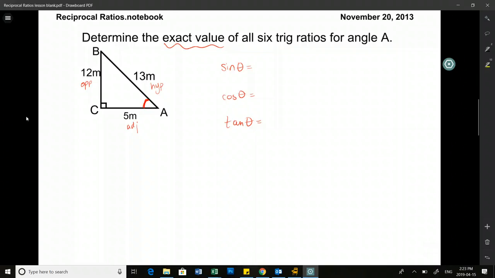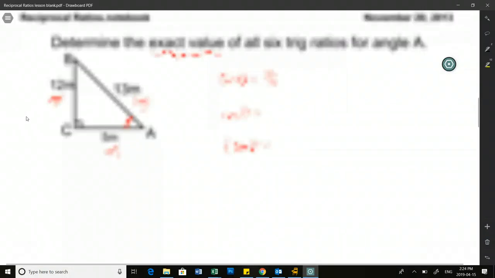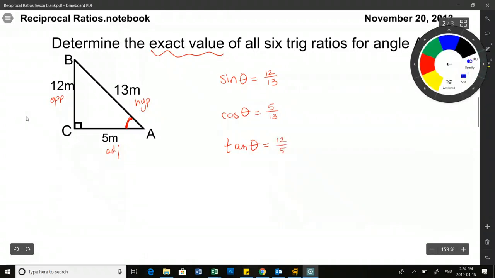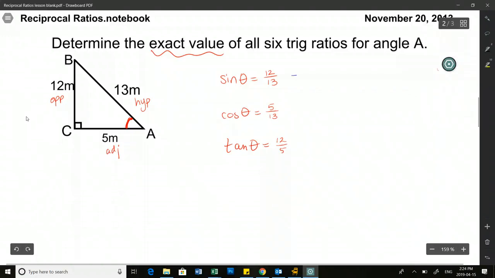So we know that sine is opposite over hypotenuse. So in this case, we'll leave it as 12 over 13. And then cosine is adjacent over hypotenuse, so 5 over 13. And tangent is opposite over adjacent. So here we have 12 over 5. Okay, those are all of our primary trig ratios.